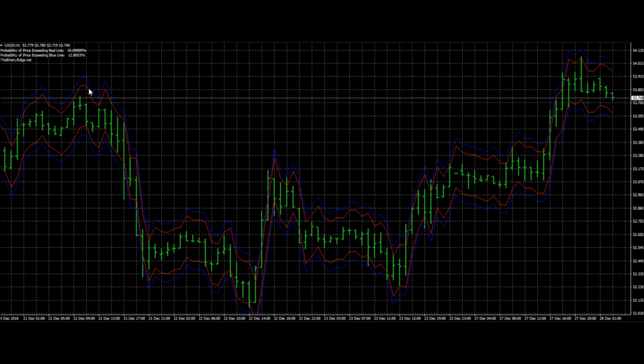Once this calculation is complete, in the upper left corner, the algorithm is going to display the statistical probability of price exceeding one of these thresholds in any given time period. So for example here, as you can see, the blue line, the probabilities of price exceeding the blue line, the probabilities are extremely low.